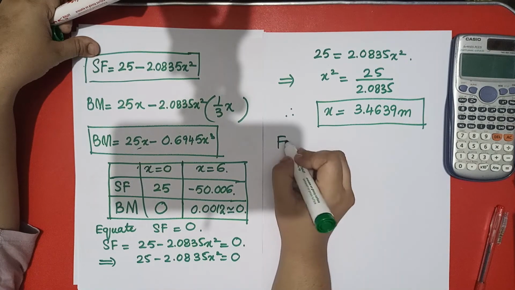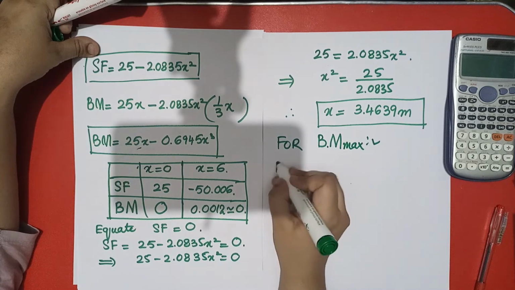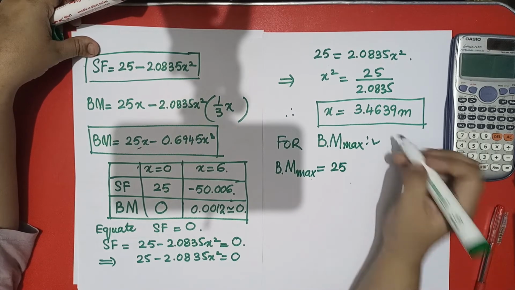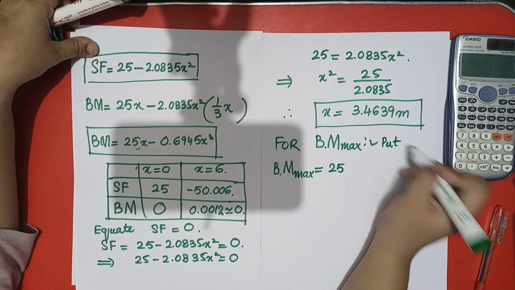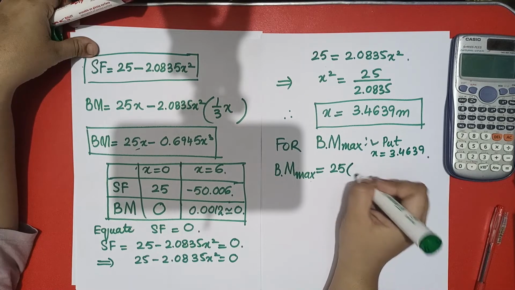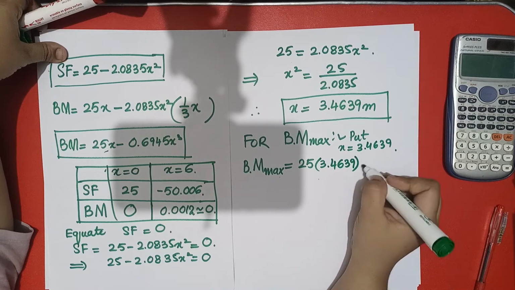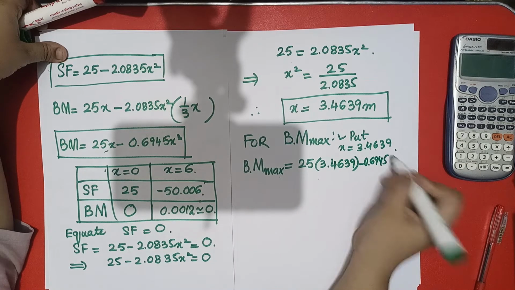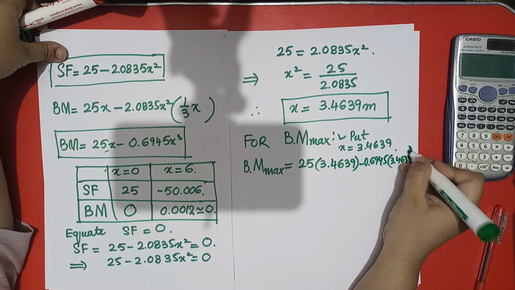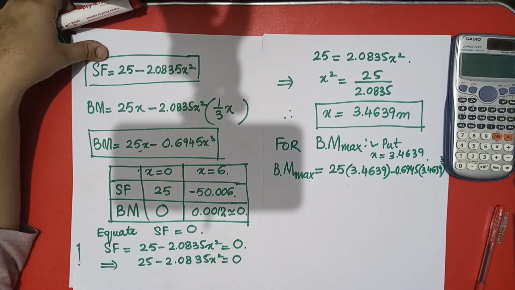So for finding the maximum bending moment, let me write it down. For bending moment maximum, the maximum bending moment is equal to 25 times, put x equals 3.4639 here. So 25 into 3.4639 minus 0.6945 into 3.4639 whole cube. So this is the equation. I have only put the value of x in this equation.